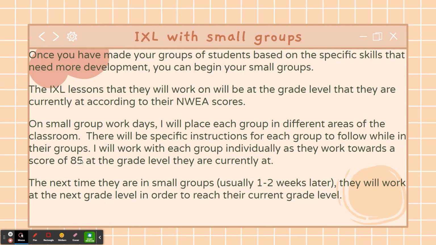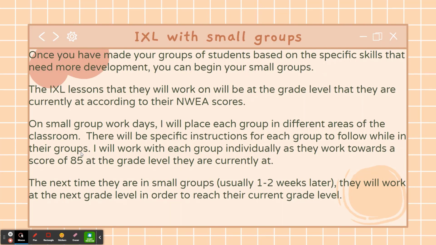But I try not to have it more than 2 weeks in between each one. The next time they're in small groups, usually 1 to 2 weeks later, they will work at the next grade level because they've already reached proficiency at the grade level that they were currently at, based on what they scored with the NWEA scores. So then the next week, especially if they were below grade level, they will work at the next level up.